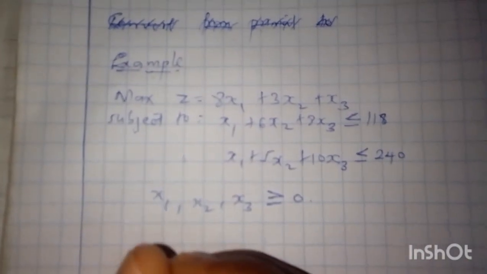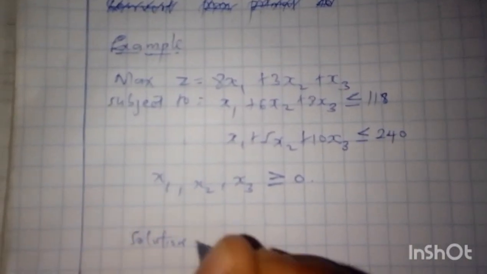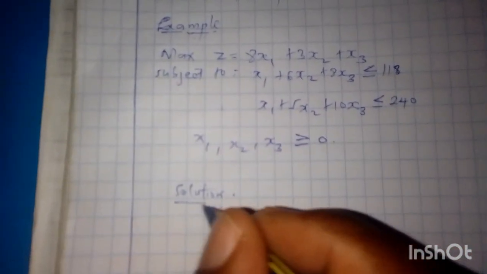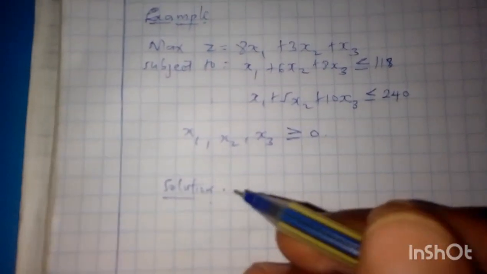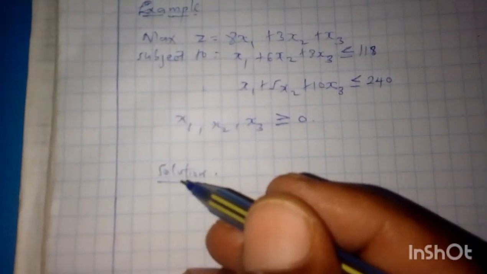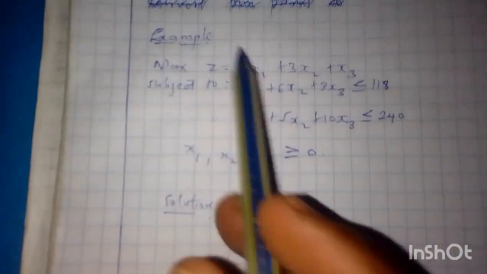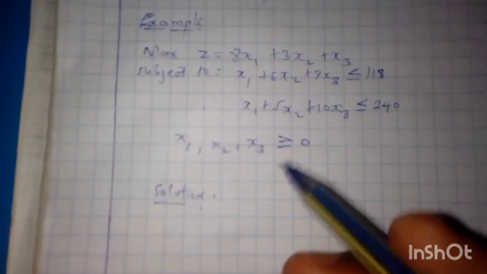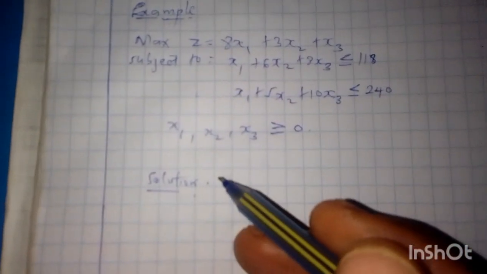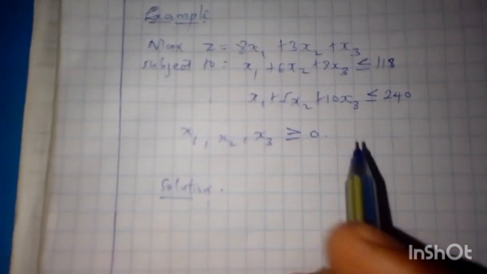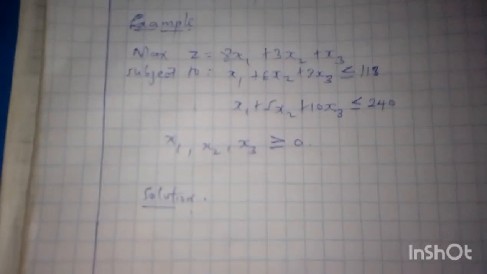So, solution: what is the first step that we should take to solve this problem? The first step is to convert this LP problem in primal form to its standard primal LP problem. And how can we do this?